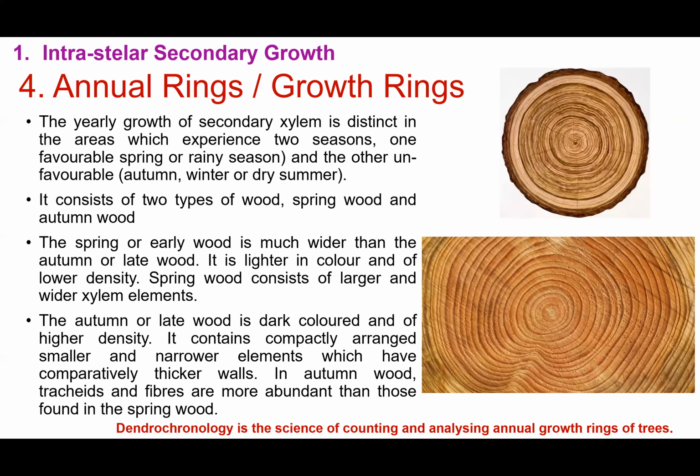And the other one is extreme summer which is very dry, or extreme winter where you have snow. So in such conditions the growth is hampered and the conditions are not favorable for the plants to grow. So you have two seasons, one which is a favorable season, one which is an unfavorable season. In the favorable season, the plants grow very well. In unfavorable seasons, they are just surviving. The growth is not so prominent. So in such plants, what happens is you have two distinct types of secondary xylem that is forming in these two different seasons.